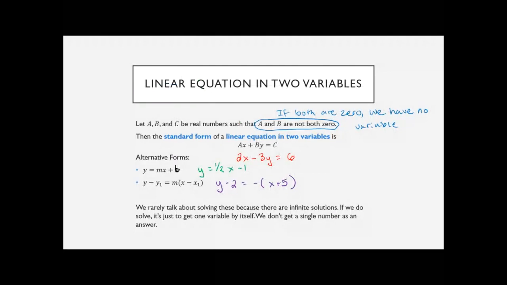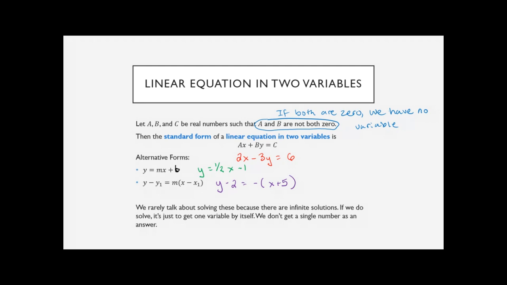So that's why these are linear equations. They form lines, and these are the forms that their equations can take. Previously, when we've talked about linear equations in one variable, we have talked about solving them because we solve for x. Well, here we have two variables, so what are we solving for?